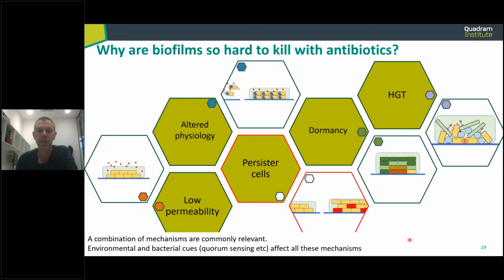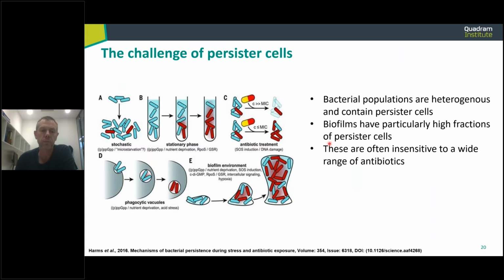And so just the second mechanism I wanted to talk about in a tiny bit more detail is persister cells. Persister cells are found in most bacterial populations, a small number of them, shown here in red in this diagram from this nice review. This small fraction of cells in this persistent state will occur stochastically just in normal growth, but under stress conditions the fraction will be higher, and in biofilms as many as 1% of the total population can be in this persistent state.